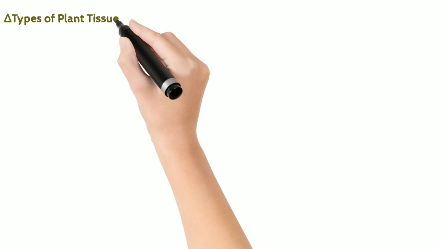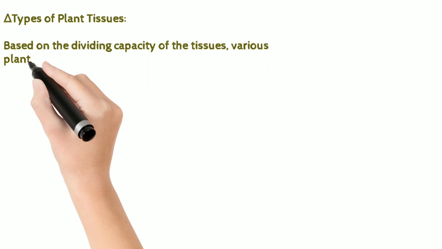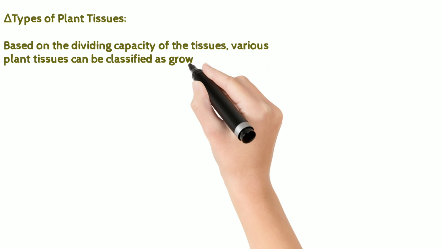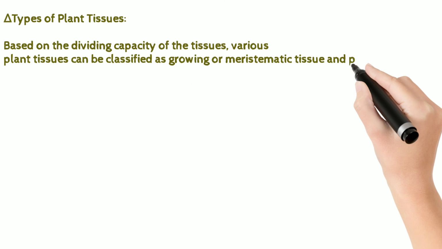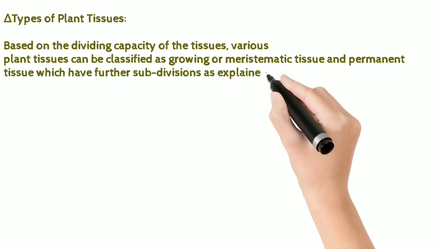Types of plant tissues. Based on the dividing capacity of the tissues, various plant tissues can be classified as growing or meristematic tissue and permanent tissue, which have further subdivisions as explained below.